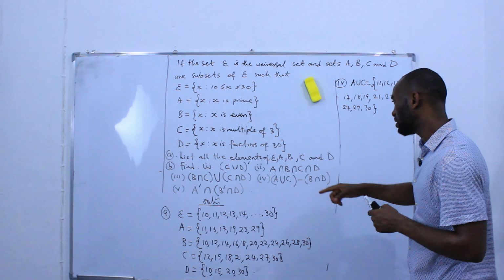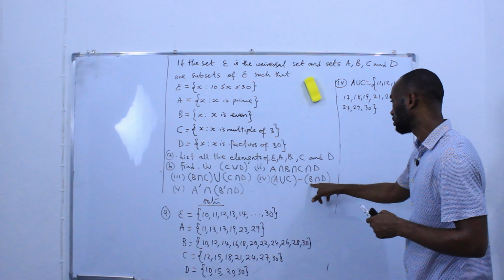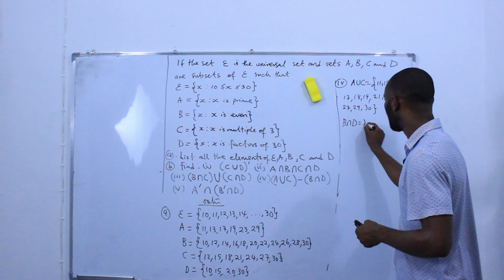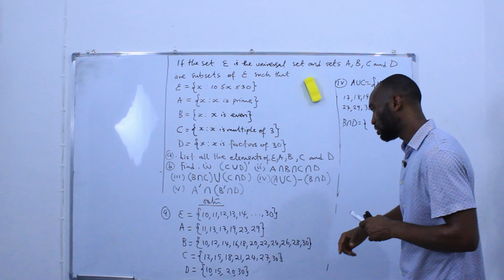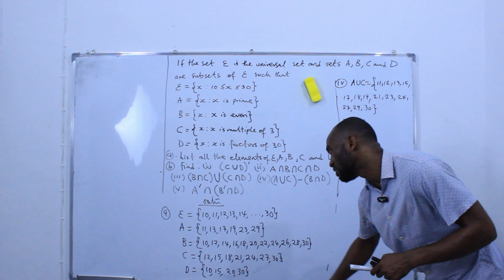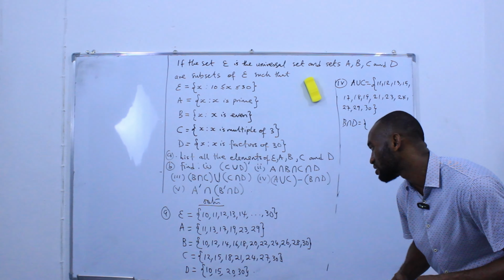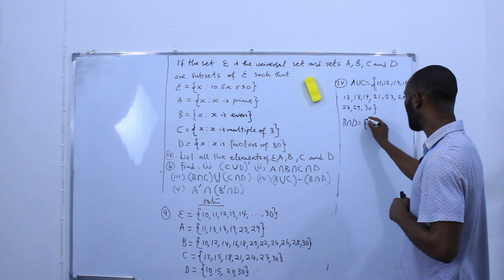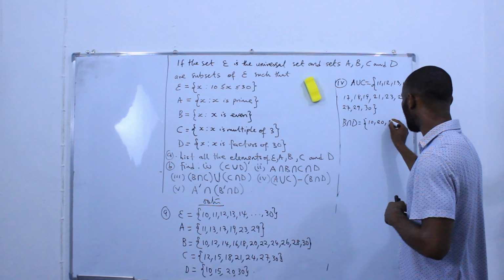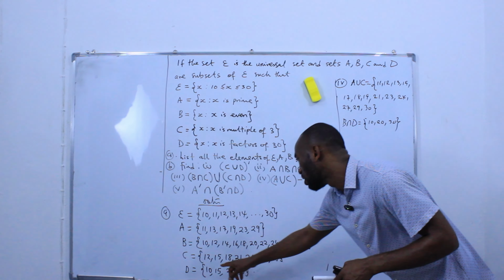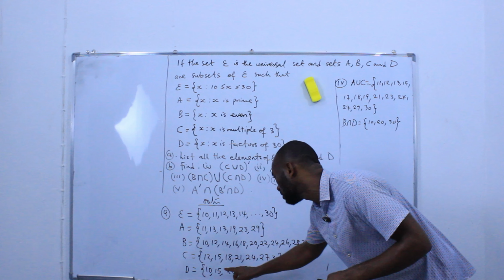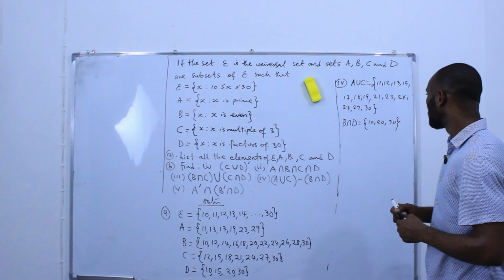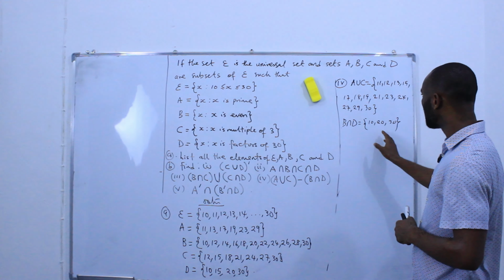Okay, the next thing is to take B intersection D. B intersection D will give us what is common between B and D, and I think it is 10, 20, and 30. Let's check it out. We have 10 here, we have 10, we have 20 here, we have 20, we have 30, and 30. So that is B intersection D.